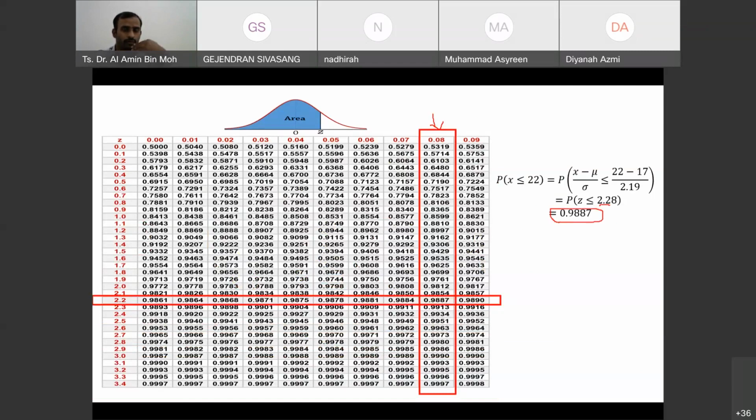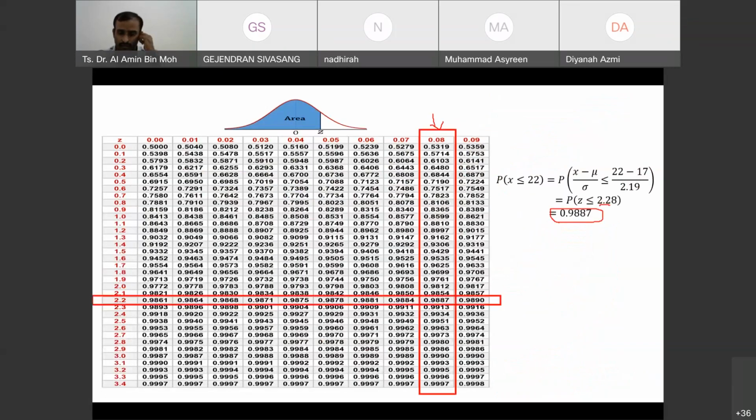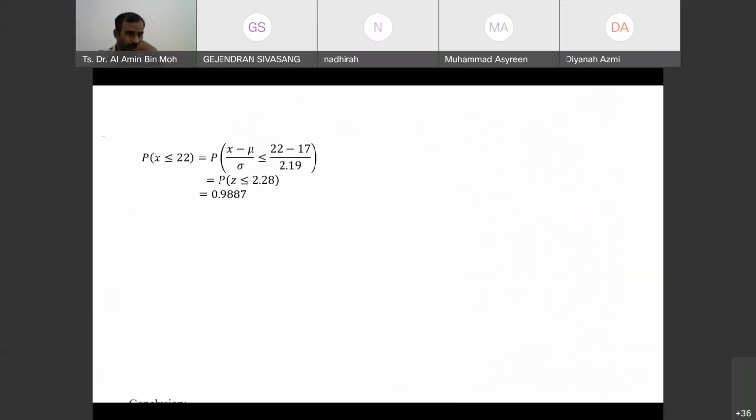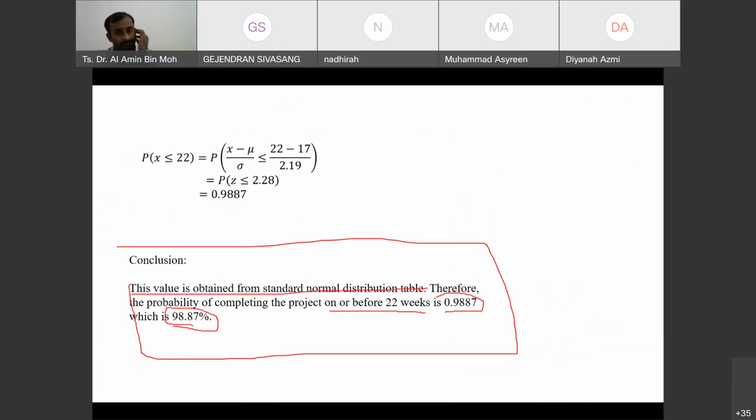If you've been asked this kind of question, they're asking what the question was just now: what is the probability of completing the project on or before 22 weeks? So don't just leave it like this. You need to write the conclusion. At least, therefore, the probability of completing the project on or before 22 weeks is 0.9887, or you can convert it into a percentage, 98.87%. And you are done.